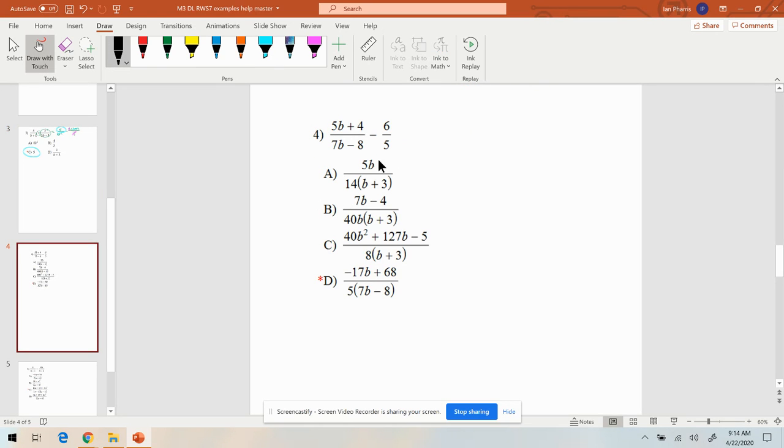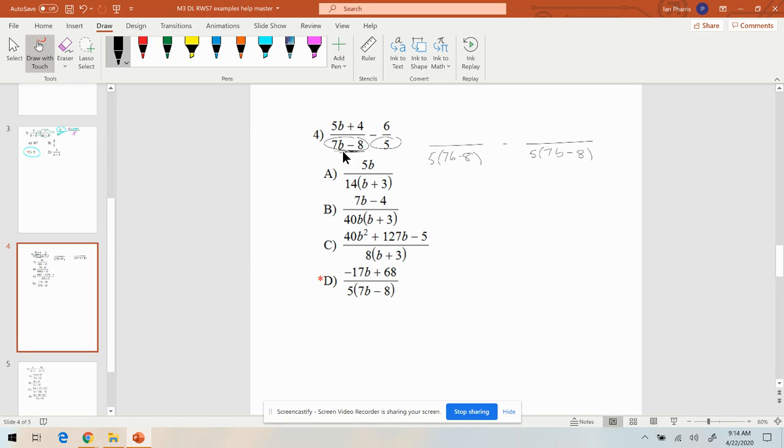Now, when you add or subtract, remember you have to find a common denominator. A common denominator, in this case right here, you're just going to multiply by the opposite expression. Blah, this is going to be ugly. So I need to make both my common denominator be 5 times 7b minus 8 on both expressions. 5 times 7b minus 8.